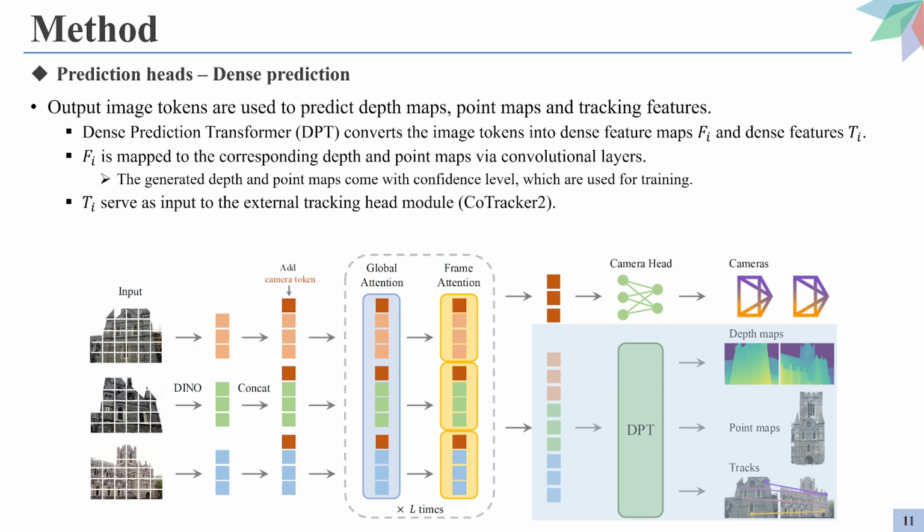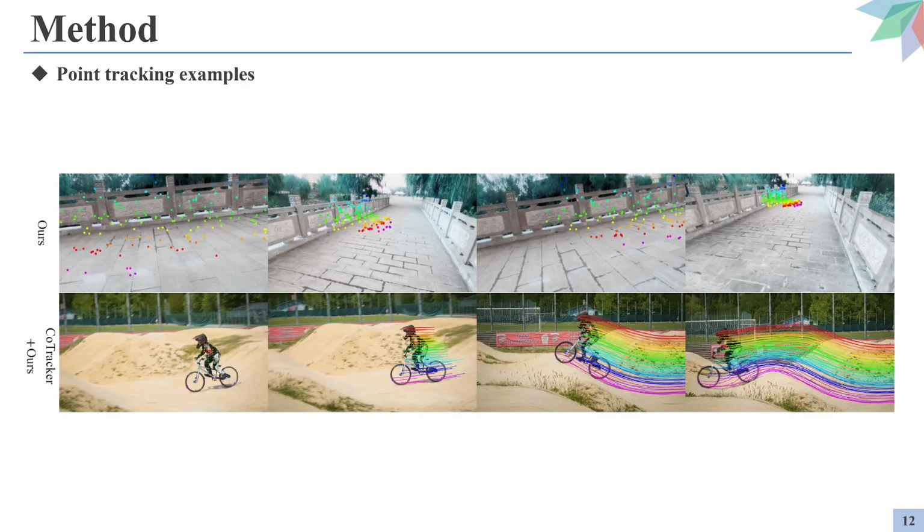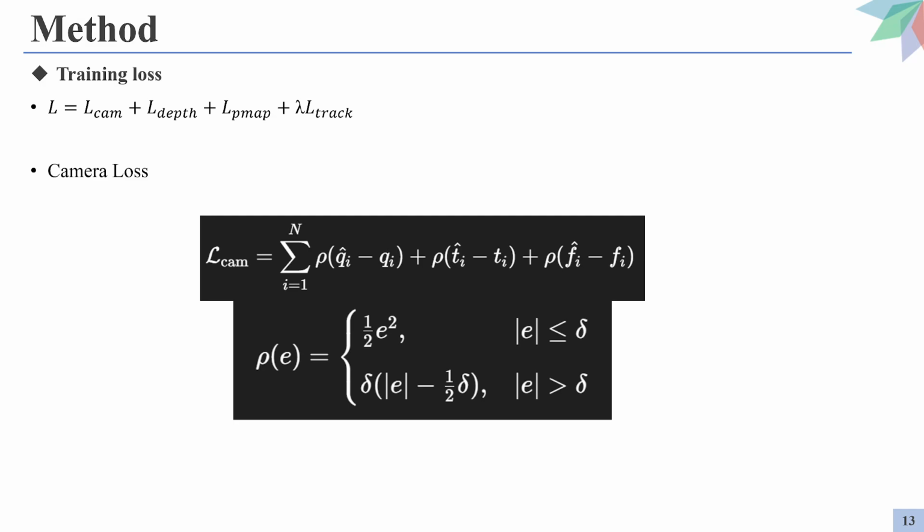Dense features Ti are fed into an external module CodeTracker2 for multi-frame point tracking. Here are some examples of the model's tracking results. You can see that the target points in 3D scenes are located and visualized across multiple views. With these outputs, the model is trained using the following loss functions.